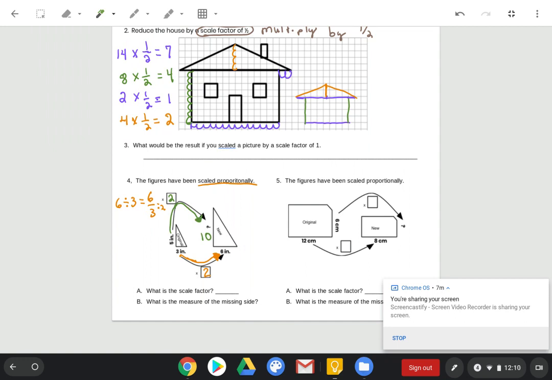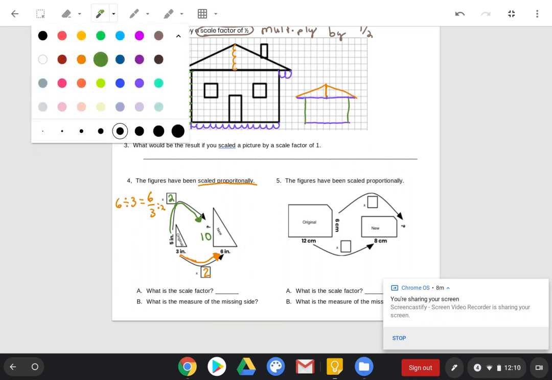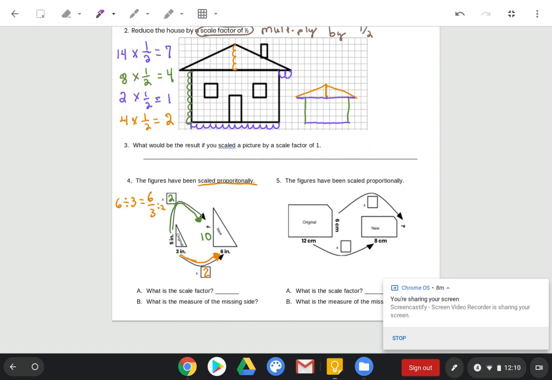All right? If you'll notice, A says, what is the scale factor? Remember, the scale factor is just a multiplier. What are we multiplying by? You're right if you say we multiplied by 2. 2 is the scale factor in this problem. And then letter B says, what is the measure of the missing side? The missing side measures 10, and our units is inches.